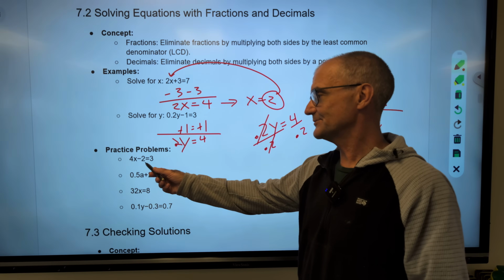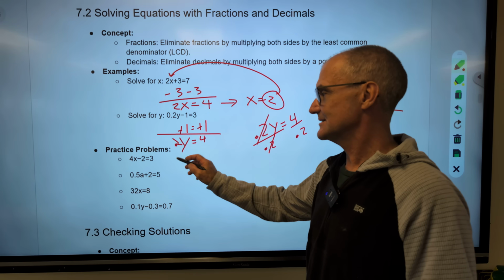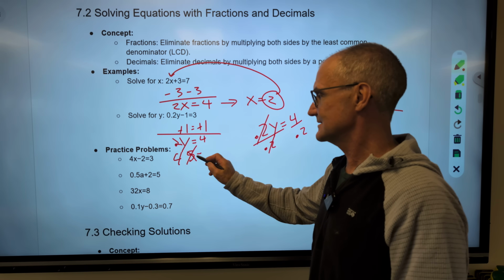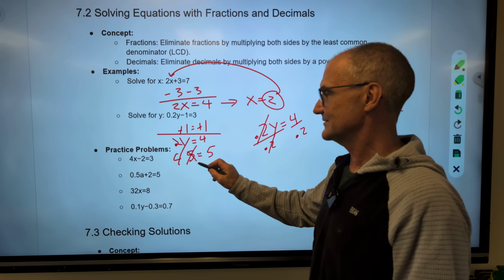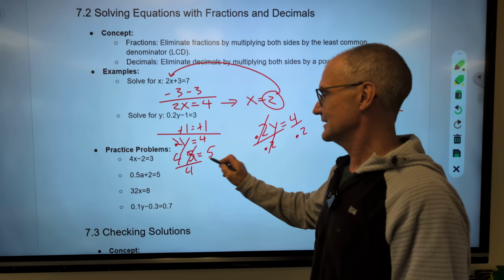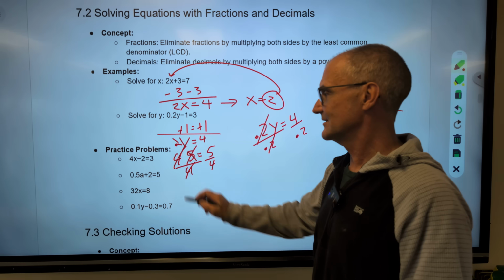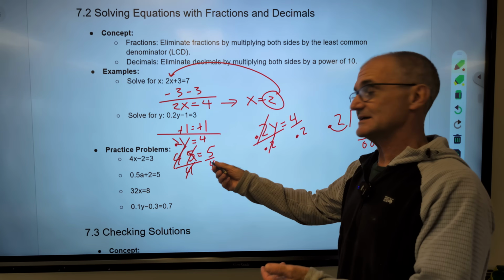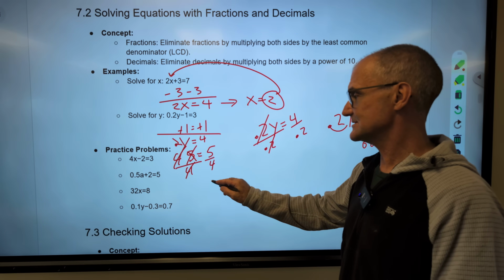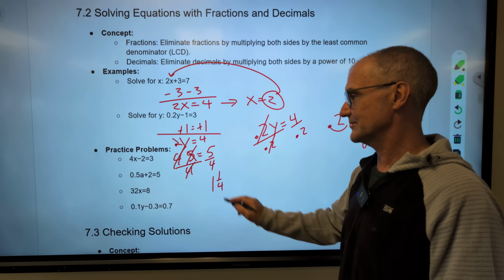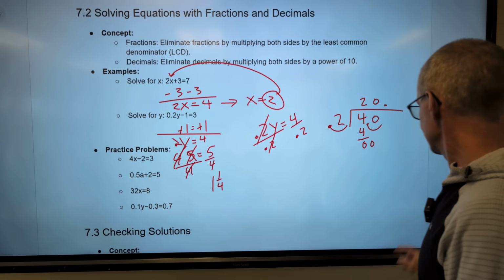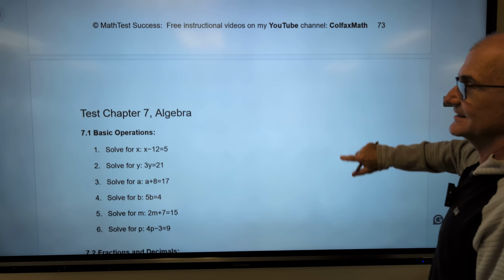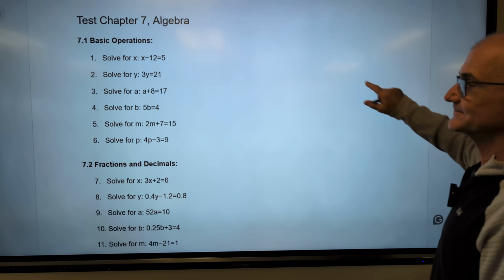Do these practice problems. Add 2 to both sides. 4x is equal to 5. Whoops. 4x is equal to 5. Divide both sides by 4. X is equal to 5/4. That's a good answer. Or that's an improper fraction. I could convert that to a mixed number, 1 and 1/4. Okay, some solutions here. And then here's our test on chapter 7.